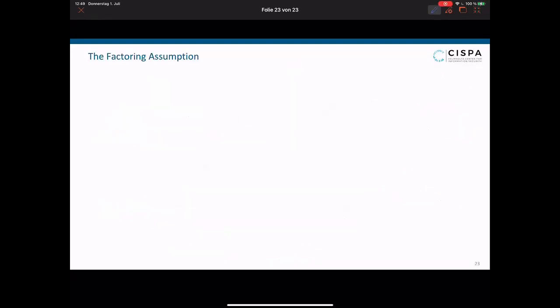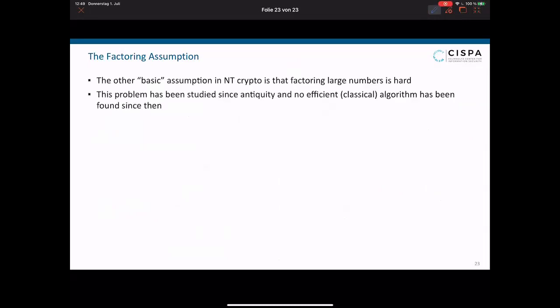Okay, and finally the last thing. We have talked about generating primes, and related to generating primes is, of course, if I give you a number, then break it down into its prime factors. And this is the so-called factoring problem. So in a way, this is the other basic assumption in number theoretic cryptography, namely that factoring large numbers is hard. When I say factoring large numbers is hard, which large numbers do I mean, right?